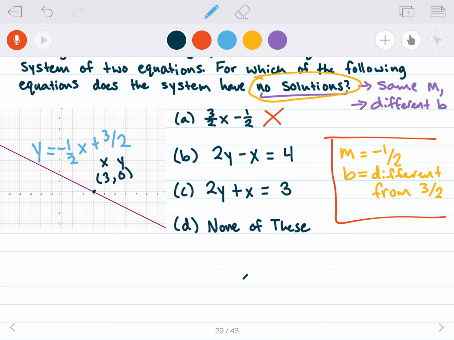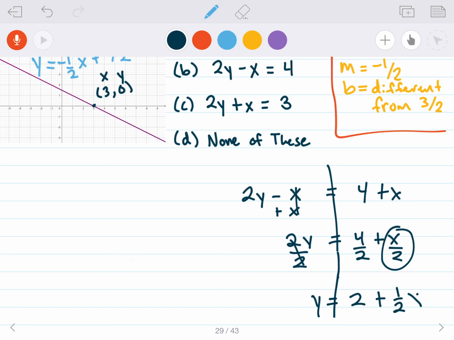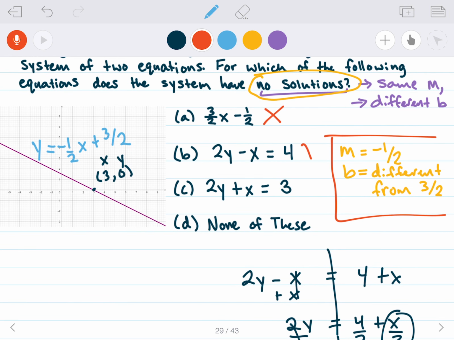Okay, so we have 2y minus x equals 4. I'm trying to get y by itself, so I'll first add x to both sides, leaving me with 2y on the left, 4 plus x on the right. And what I'll do next is divide both sides by 2 to get y alone. So on the left side, I'm left with y alone. That's good. 4 divided by 2 is a positive 2. And this is actually 1/2 x. So is the slope negative 1/2? No, it's actually positive 1/2. So right off the bat, this is not our answer. We had to have negative 1/2 for our slope.